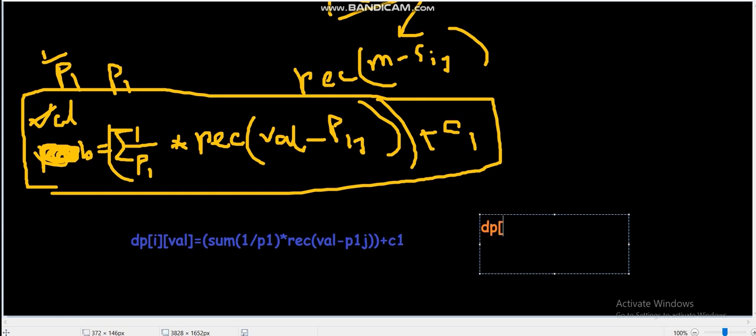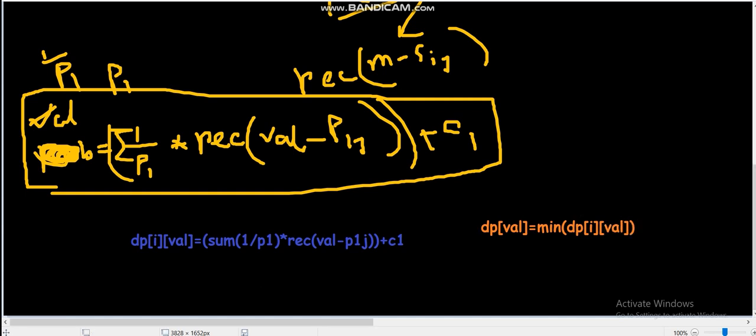As I have written dp[i][val], I will write dp[val] equals the minimum of dp[i][val]. Okay, sorry, yeah, dp[i][val]. I hope you got it. At any value of points, we will try to take the minimum over all the roulette wheels.